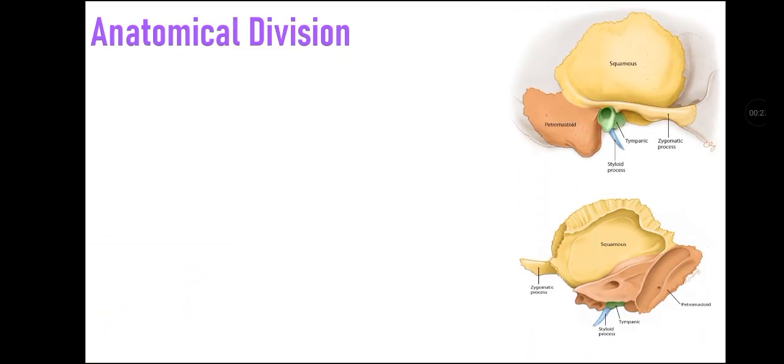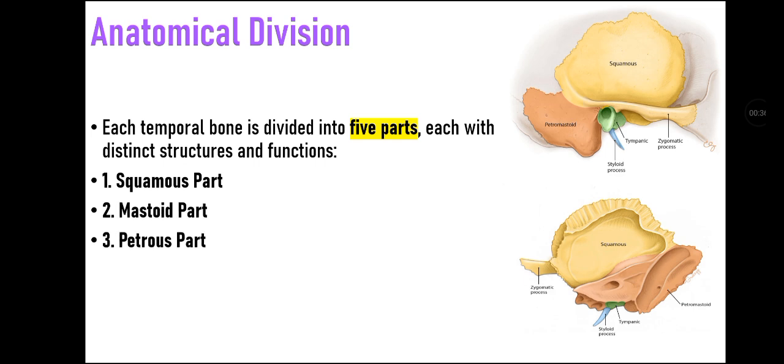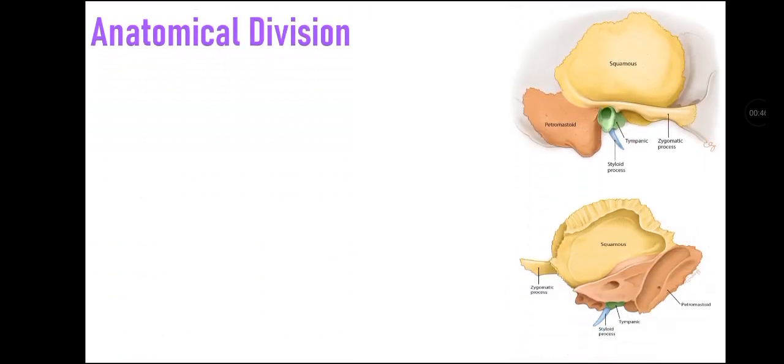Talking about its anatomical division, each temporal bone is divided into 5 parts, each with distinct structure and function. First is squamous part, second is mastoid part, third is petrous part, and fourth is tympanic, and fifth is styloid process. All of these parts are visible in diagrams if you see there at the side. Now let's talk about these anatomical divisions one by one.